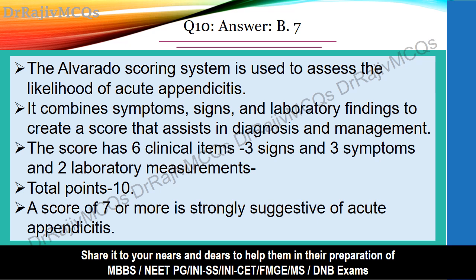The score has 8 items: 3 symptoms, 3 signs, and 2 laboratory measurements, leukocytosis and left shift, each given a score, with a total of 10 points. A score of 7 or more is strongly suggestive of acute appendicitis. The Alvarado score is a useful tool in settings where advanced imaging may not be readily available. However, it should be interpreted in conjunction with clinical judgment and other diagnostic tools.